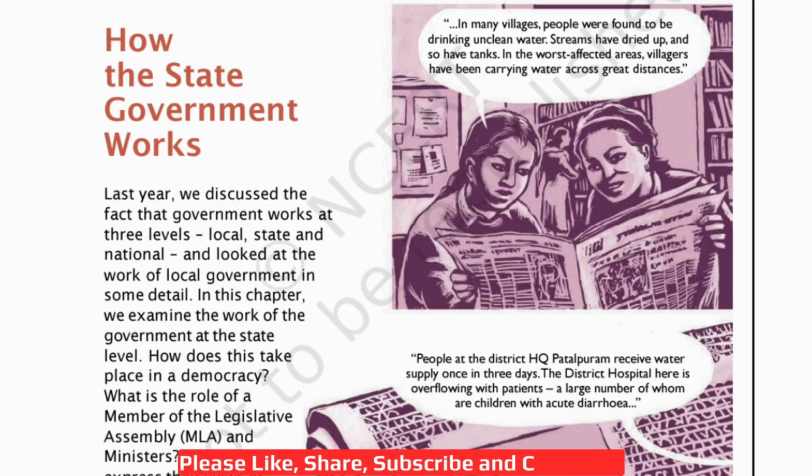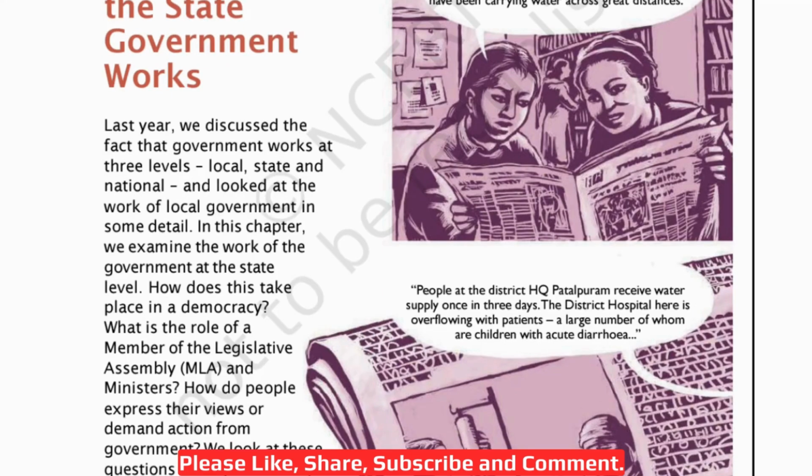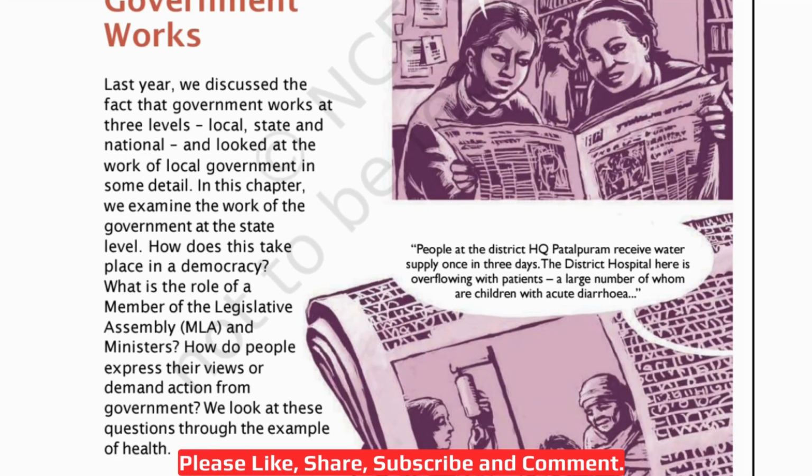How the state government works. Last year we discussed the fact that government works at three levels: local, state, and national level, and looked at the work of local government in some detail. In this chapter, we will examine the work of the government at the state level.